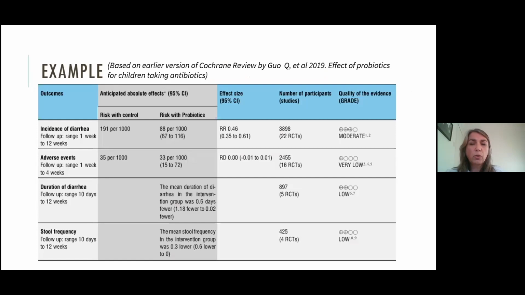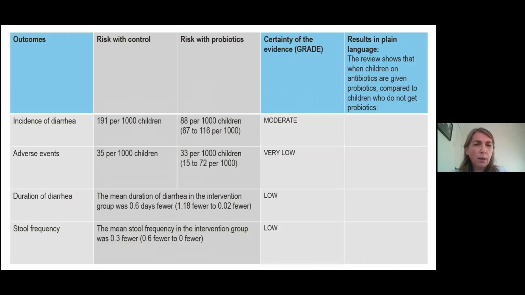So I'm going to go through this example, and then I thought we could do an exercise where you try your hand at this. So as I mentioned, we're using this example from the probiotics and antibiotics review. So in this case, incidence of diarrhea. In the control group, we have 191 children out of 1,000 who have diarrhea. But with probiotics, we have a point estimate of 88 per 1,000. As a parent, I find that a pretty good result. That's a pretty impressive result.